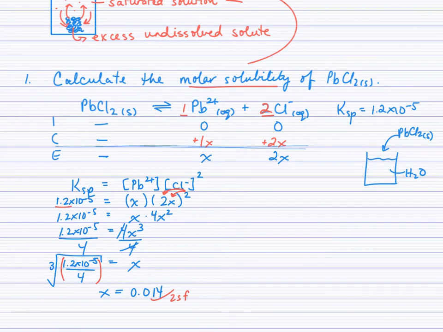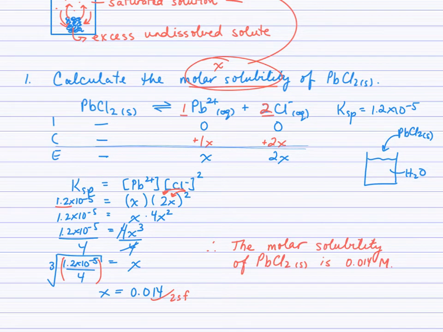Okay, so in terms of determining the molar solubility, x is our molar solubility. And so we've determined then that the concentration of the lead(II) chloride in the saturated solution is 0.014 moles per liter. And if you're thinking that's a very low concentration, hopefully that makes sense because we know lead(II) chloride to be a low or slightly soluble salt.